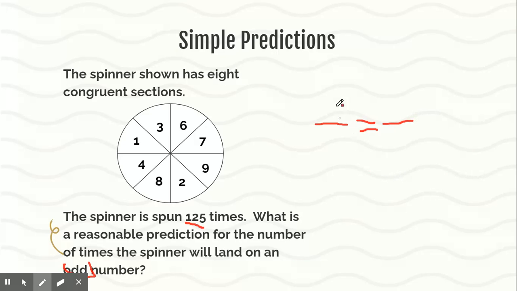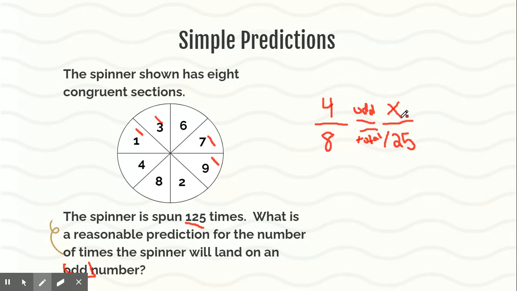Okay, so I need my probability first of spinning an odd number. So there's 8 sections, and let's count how many odd numbers there are. 1, 2, no, 3, 4, no. So there's 4. So I'm going to put 4/8, okay? That's my probability of spinning an odd number. And then it says it's spun 125 times, so my total goes on the bottom. That's my total down here, and this is the odd number, how many times I get an odd number.